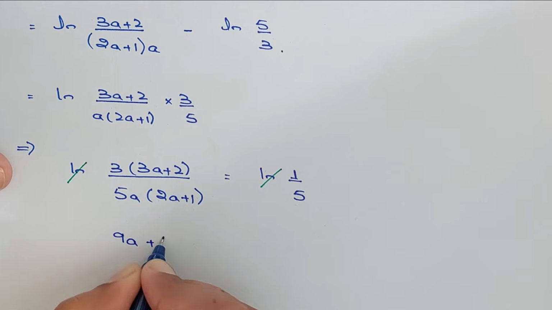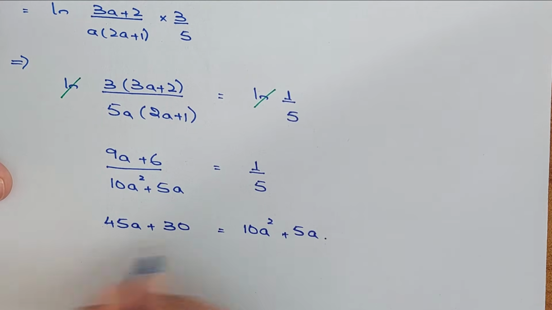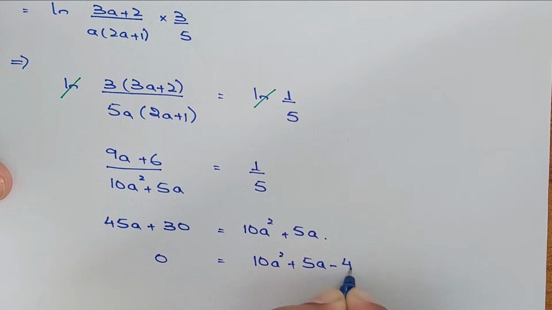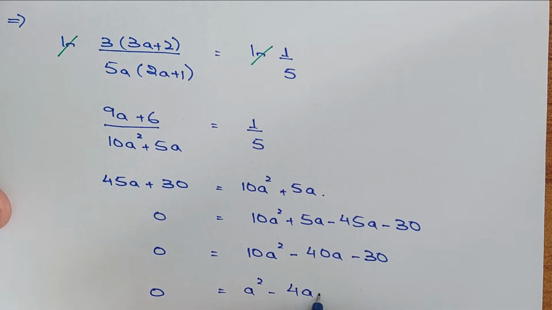9a plus 6 over 5 times 2 is 10a square plus 5a. This would be equals to 1 over 5. Let's do the cross multiplication. 9 times 5 is 45a. 5 times 6 is 30. This is equals to 10a square plus 5a. Okay, now shifting the terms, taking all the terms on the right: 10a square plus 5a minus 45a minus 30. 10a square minus 40a minus 30 equals to 0. Okay, so let me divide by 10. So a square minus 4a minus 3.